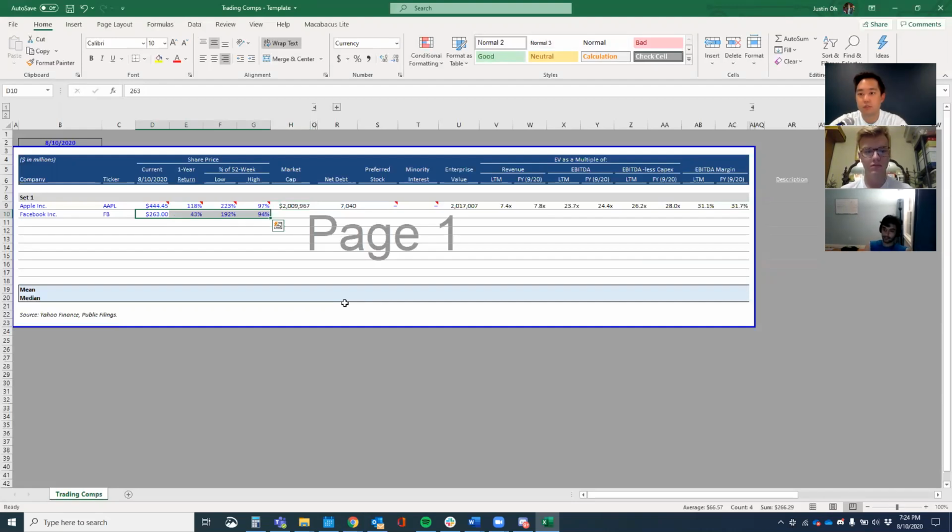I just have one question about enterprise value multiples. I was just curious, you said that EBITDA minus Capex is sort of a proxy for cash flow. What's the advantage of using that figure over just free cash flow?